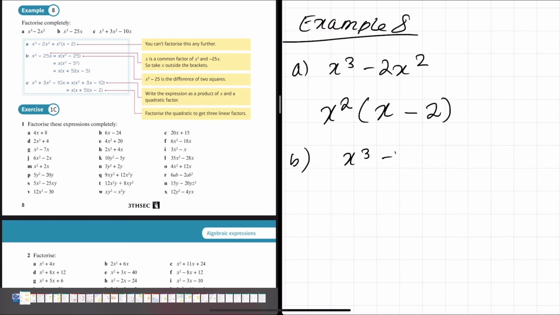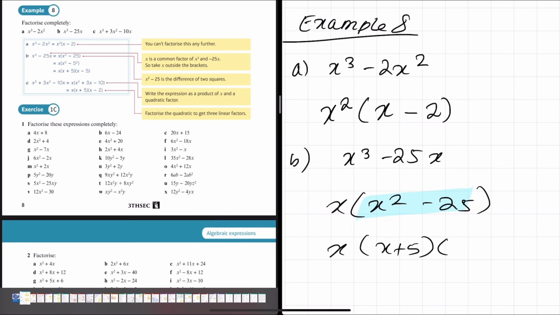X cubed minus 25x, I can see they have an x in common, so that leaves us with x squared minus 25, and then I can see that these two are both square numbers, so I can apply the difference of two squares. That leaves me with x plus 5, x minus 5.